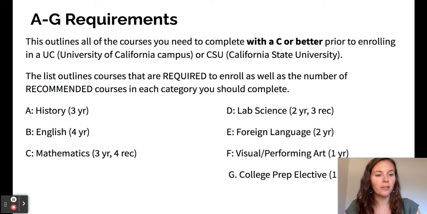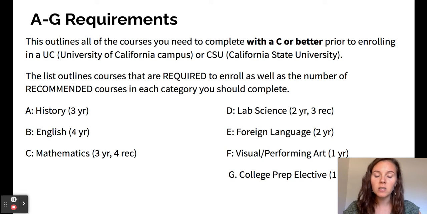You need to complete 3 years of history as part of your A to G coursework. That's going to include world history, US history, and government. You need to complete 4 years of English. So both history and English have the same graduation requirements as the A to G requirements. So nothing extra there. You're going to be doing that anyways. Math is going to be different.